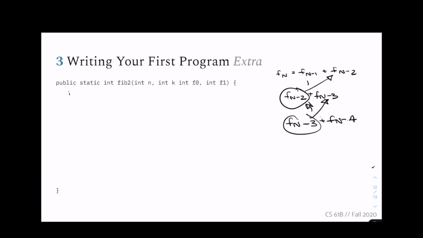We could do int n is equal to n, whatever value we're trying to get to, right? Whichever n Fibonacci number we're trying to achieve. Int k, let's start off at 0. Int k will go up every time, and when k equals n, then that means we're done, because that means we've done it k times. Now we have f0 and f1.